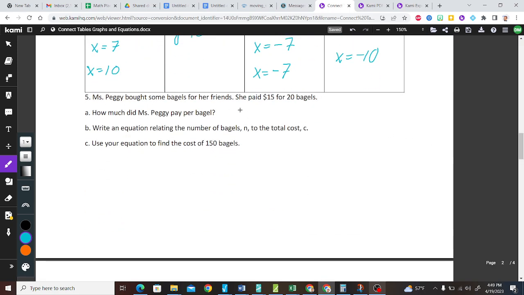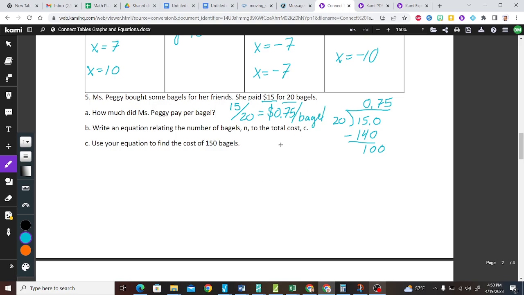Miss Peggy bought some bagels for her friends. She paid $15 for 20 bagels. How much did Miss Peggy pay per bagel? So that's $15 for 20 bagels. So we're going to go 15 divided by 20. So 20 is going to go into 150 7 times. That's 140, and that's 10. And that's 5. So it's 75 cents per bagel.